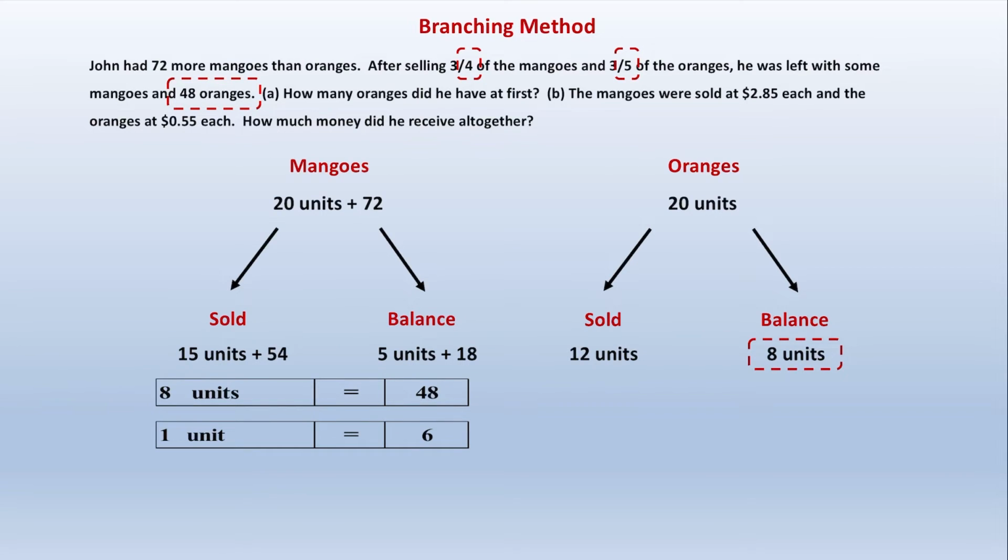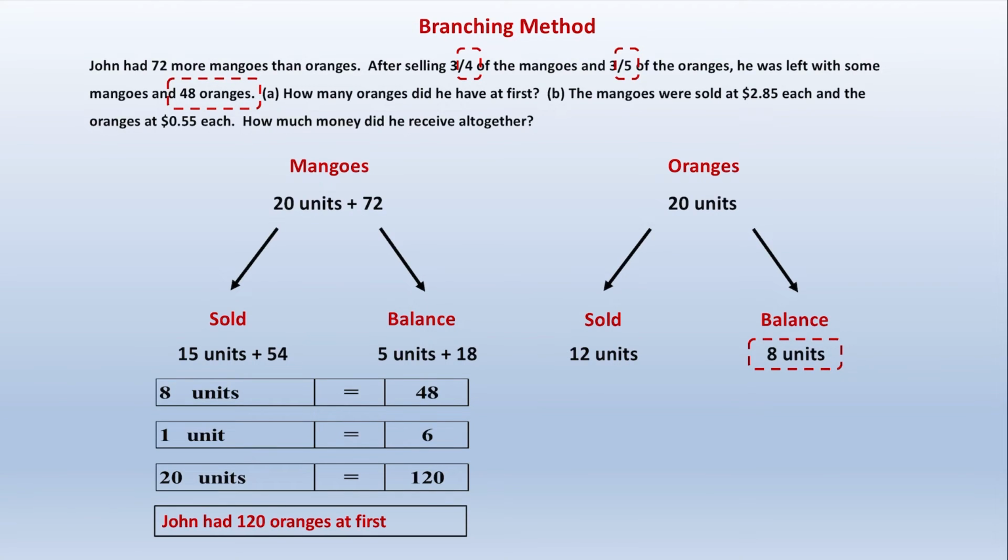Now we are ready to answer the question. How many oranges did he have at first? John had 20 units of oranges at first. Therefore, we find 20 units equals 120. So there you have it, the answer to the first part of the question. John had 120 oranges at first.